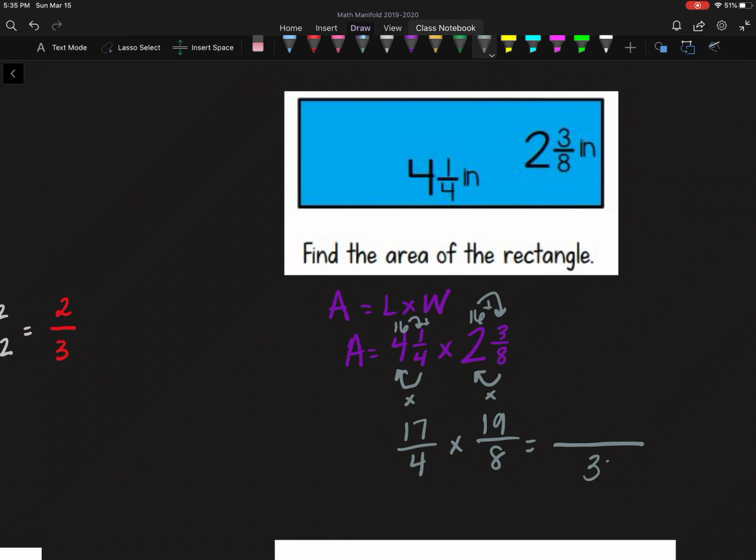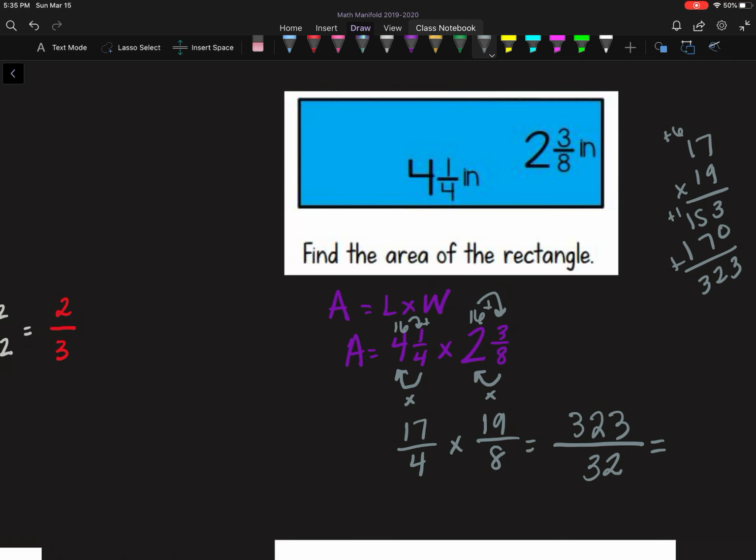I can do my denominators a little bit quicker, so I'm going to do that one first, because 4 times 8 is 32, and then 17 times 19, carry my 6, 15, and 17. I did not line that up very well, I apologize. 12, 1, so 323. So then I've got to turn it back into a mixed number.